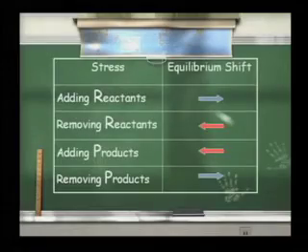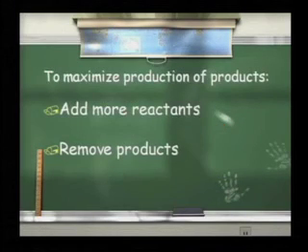This table summarizes the different types of stress applied to the system and the effects they have on the chemical equilibrium as shown in the demonstration. So the solution to efficiently use all the reactants and to produce the maximum amount of products is either continuously adding more reactants to the system or continuously removing product from the system.